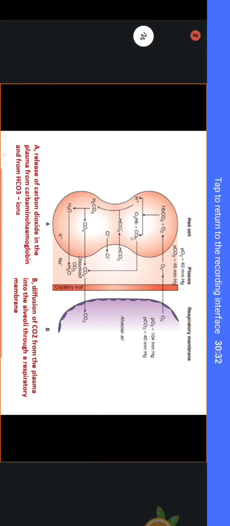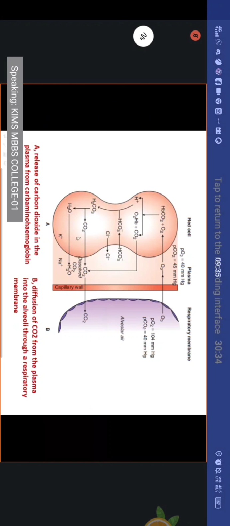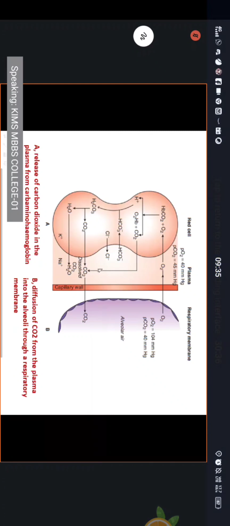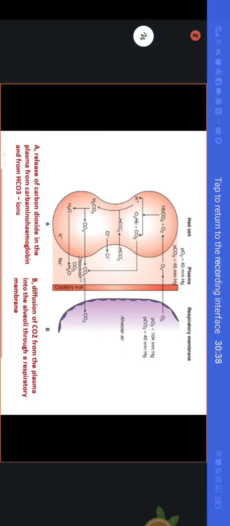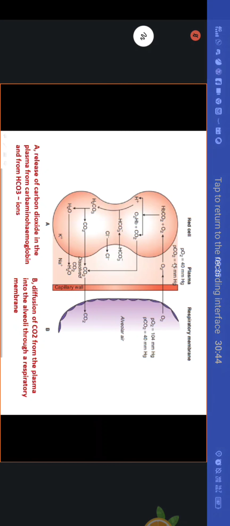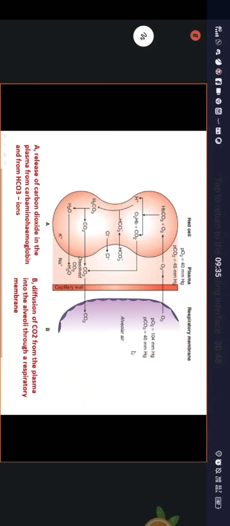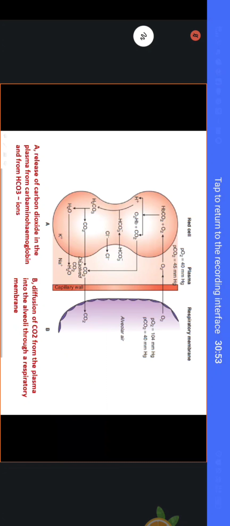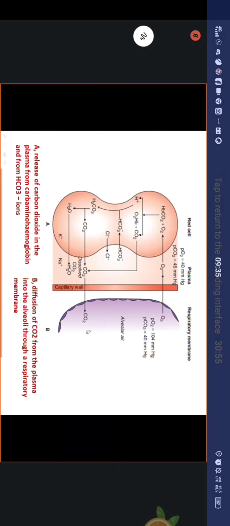So this liberated carbon dioxide enters the plasma and diffuses through the respiratory membrane along the concentration gradient, because PCO2 in the capillaries is 45 mm Hg, whereas in the alveoli it is 40 mm Hg. So the net 5 mm Hg helps in diffusion of carbon dioxide into the alveoli.